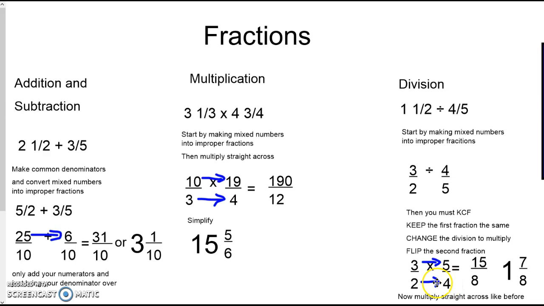And then from there, it's just a simple multiplication problem like we had over here in the second step. So we're going to multiply straight across, and you get 3 times 5 is 15, 2 times 4 is 8. Simplify that and you get 1 7/8.